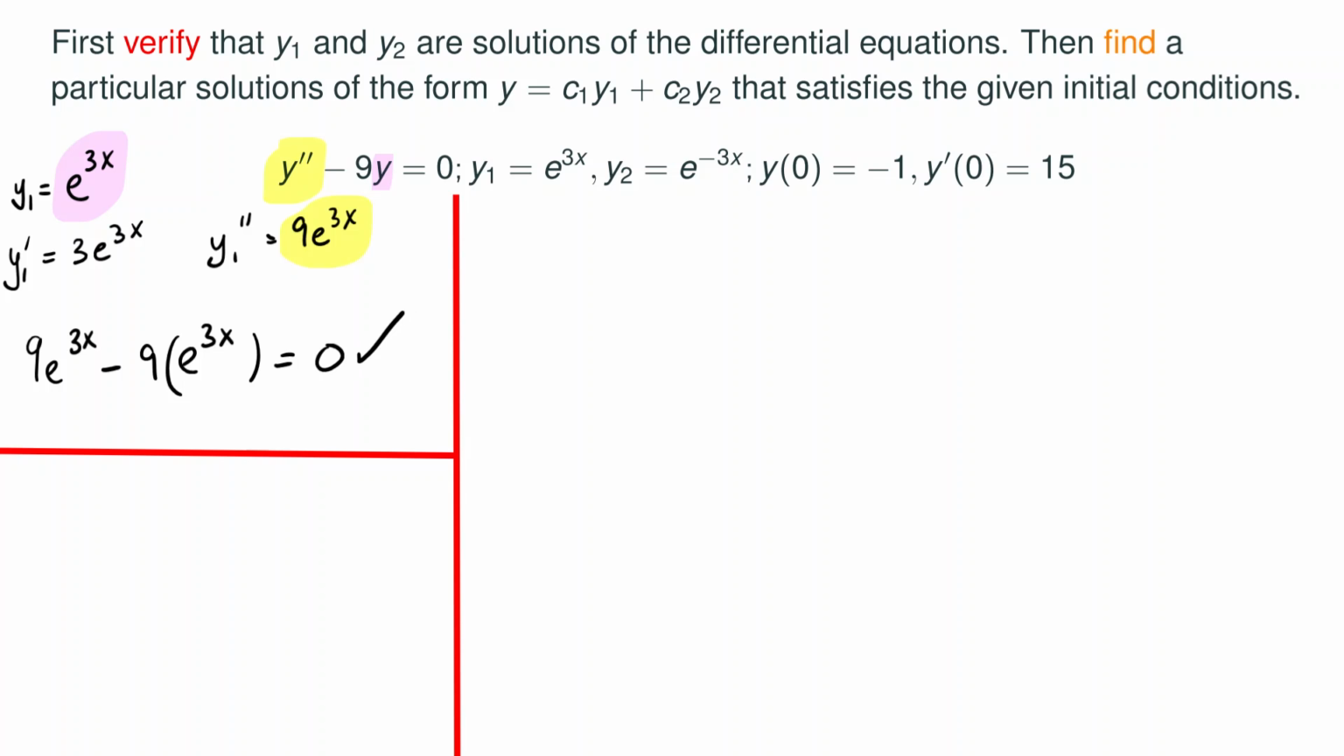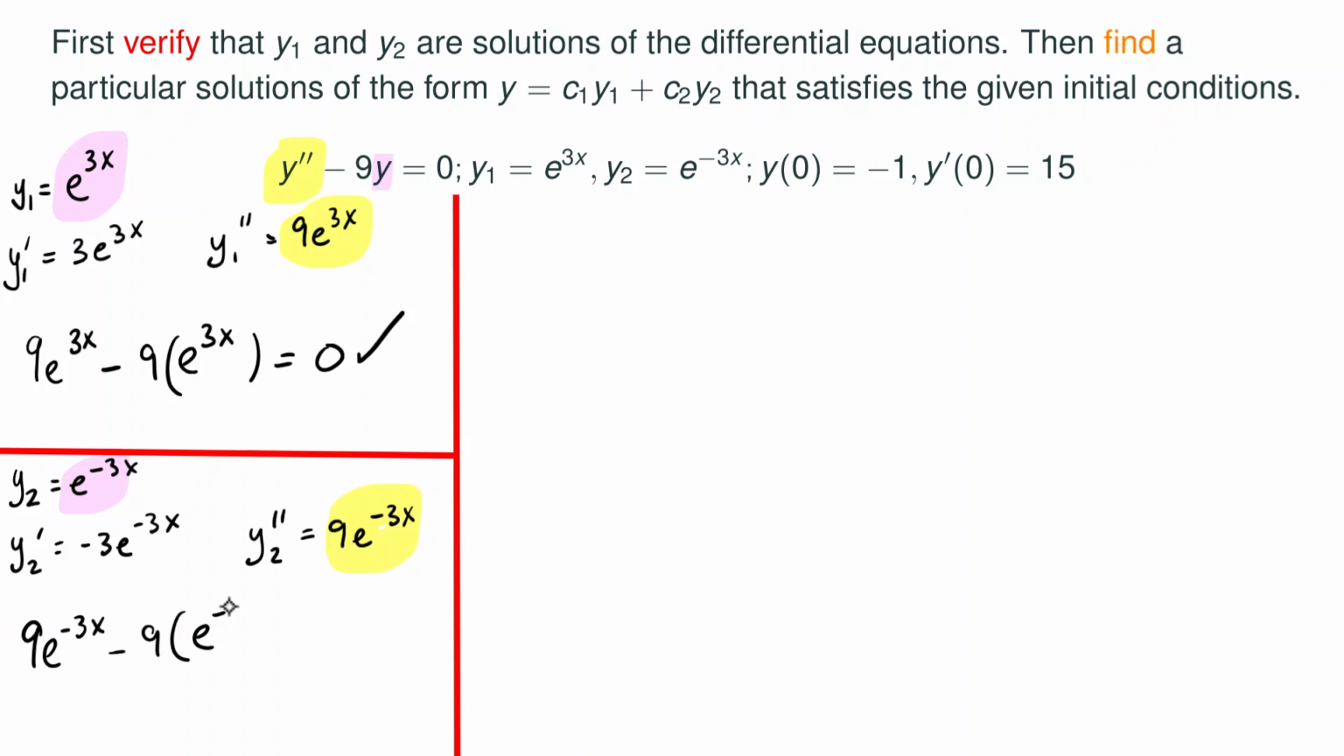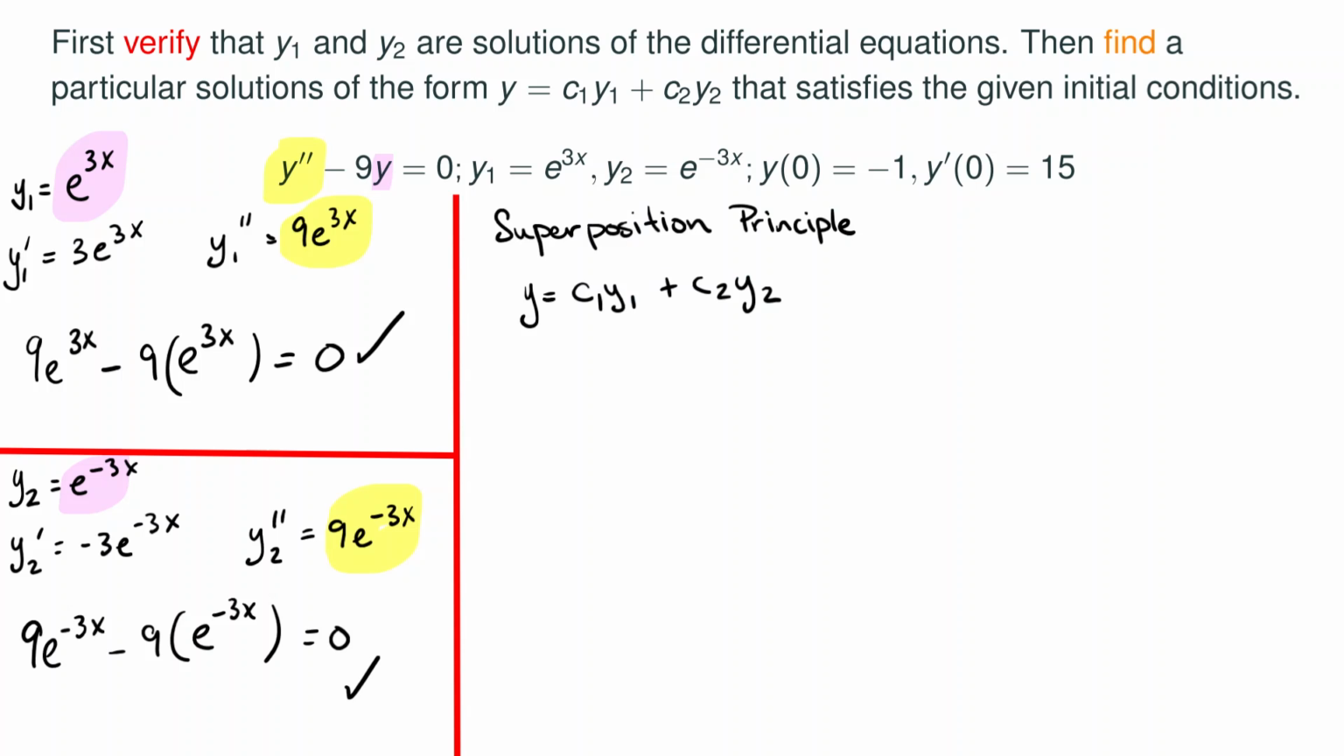We can similarly verify that y2 is also a solution. y2 is e to the negative 3x. The first derivative is negative 3e to the negative 3x. The second derivative is positive 9e to the negative 3x. And then we just verify again. Take the second derivative, subtract 9 times the first, and we definitely would get 0. So we verified that these both are solutions to the differential equation.